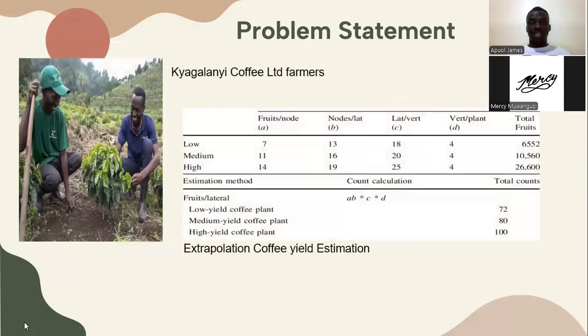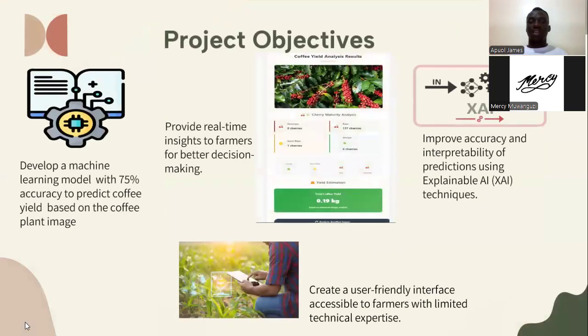Let's give an example. There is Chagalanyi, a coffee limited farmers company, who goes to buy coffee from local farmers, processes it, and sells it to the end users. The method they used to calculate the amount of coffee they would yield from a particular tree or coffee plantation was extrapolation, coffee yield estimation, which was ineffective and lacked standardization. That is why we came in with our project, using computer vision to directly predict the amount of coffee that we shall get from there.